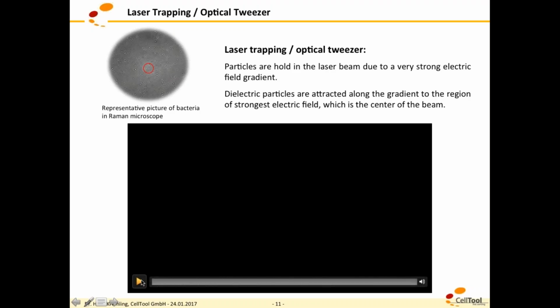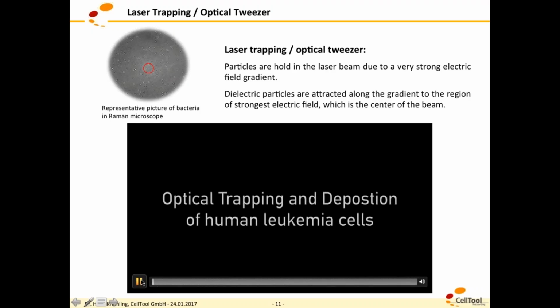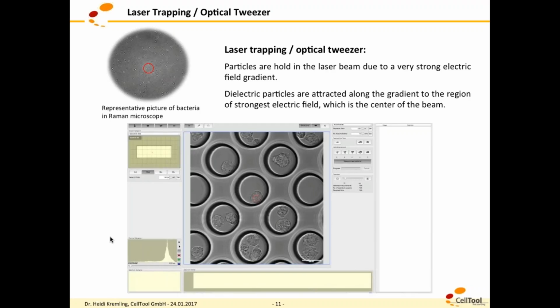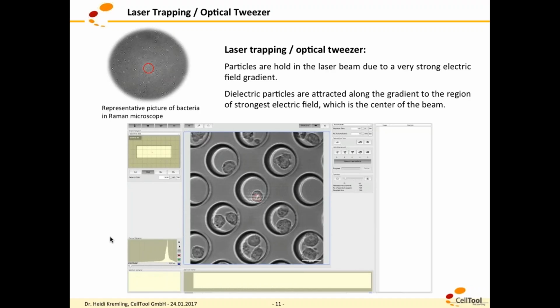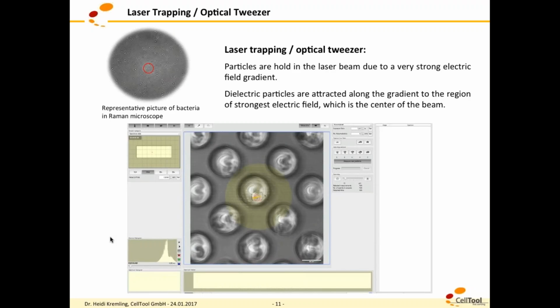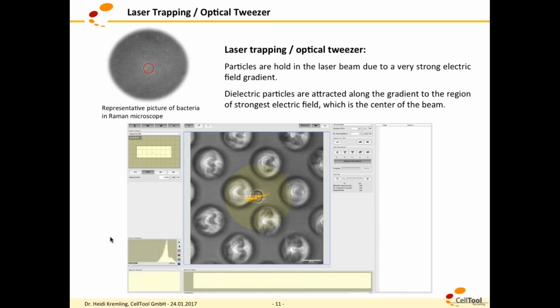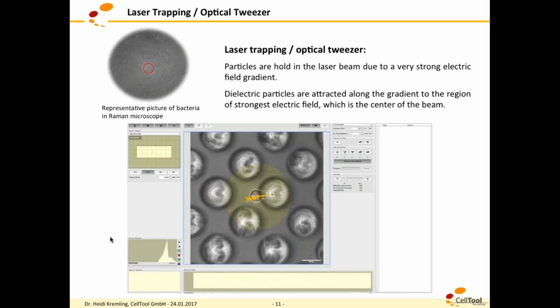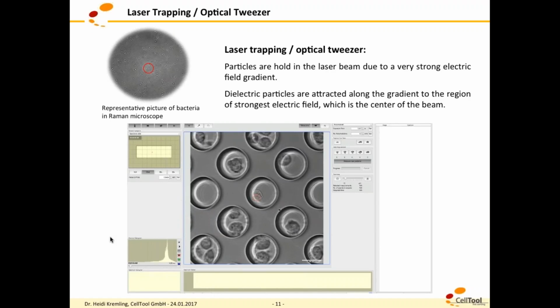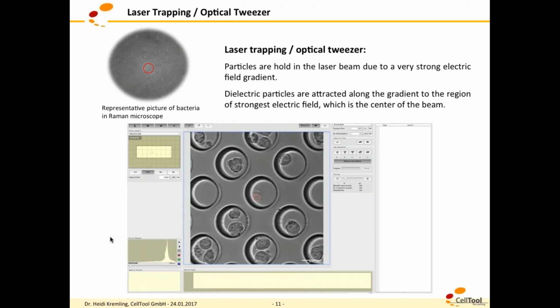And I hope this video works, because here you can see how the Raman or the laser trapping works. We turn on the laser, and now we focus up in Z direction, and you see all the other cells which are not analyzed blend into unsharpness, whereas the one cell is still sharp and can now be moved from one well to the other. And as soon as we turn off the laser, the cell sinks down again to the bottom.